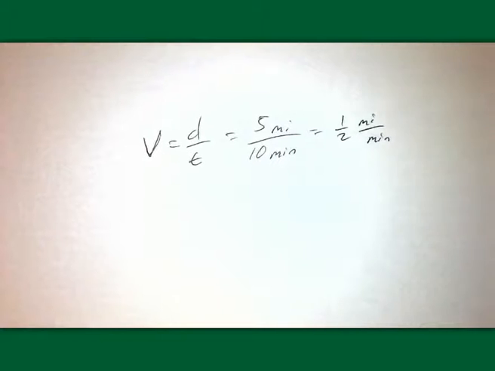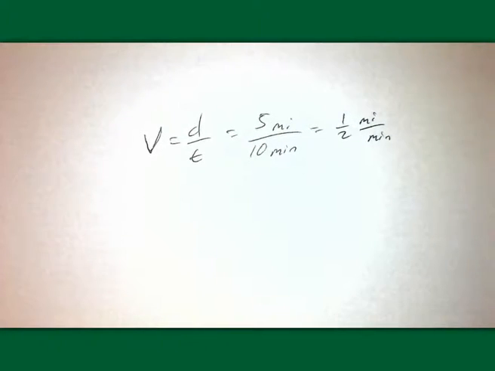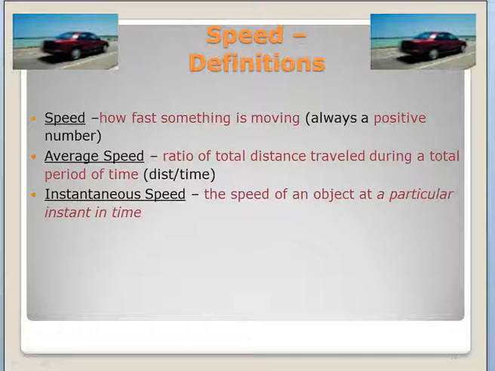It doesn't mean you're going 1/2 a mile per minute the whole time. It just means that on average you were moving 1/2 a mile per minute. That was your average speed. As opposed to the concept of instantaneous speed, which is a little bit easier, it's simply the speed at any particular instant in time. So this morning you did have an instantaneous speed of 35 miles an hour or 20 miles an hour or 0 miles an hour, whatever it is. That was your instantaneous speed.